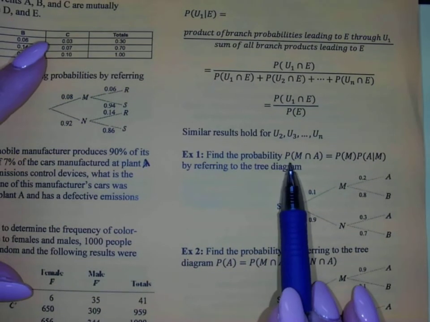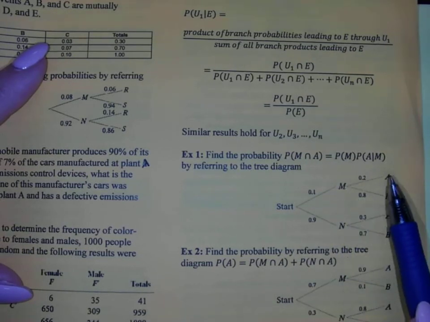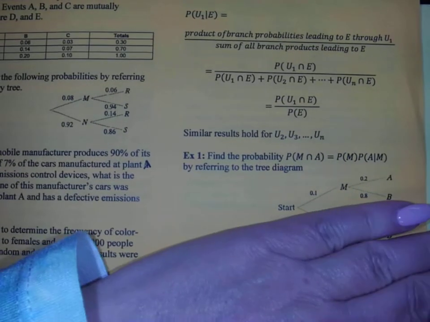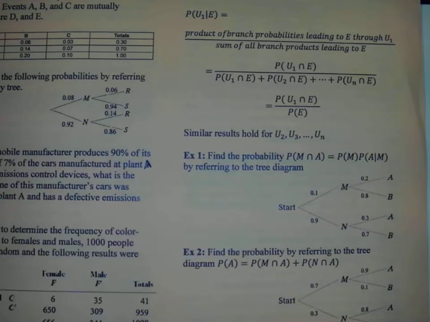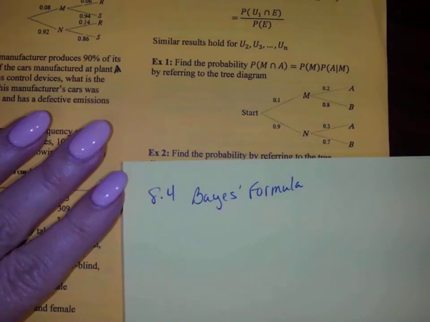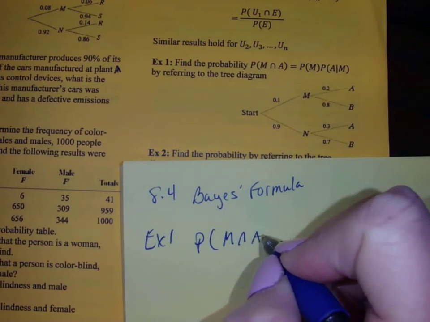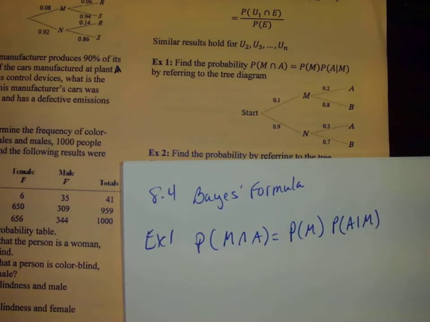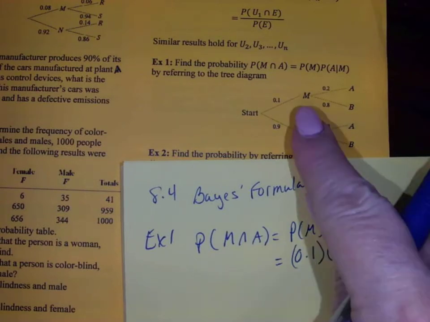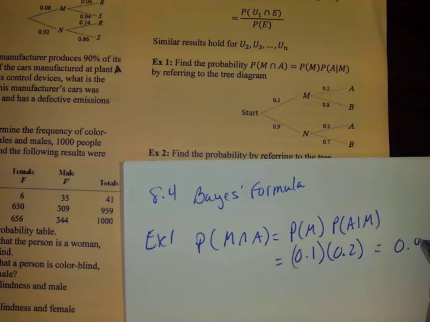So if I'm finding the probability of M intersected with A, that's going to be equal to the probability of M times the probability of A given that M occurred. So we're only looking at this first one. We're not going to be looking at this one down here because we're only looking at M and not all of A. So using our chart for example 1, the probability of M intersected with A equals the probability of M times the probability of A given that M occurred. So for our numbers, the probability of M is 0.1 times the probability of A given that M occurred, which is 0.2, and this will get us 0.02.